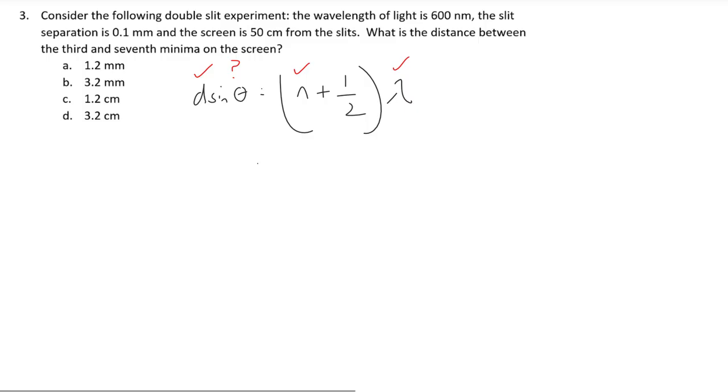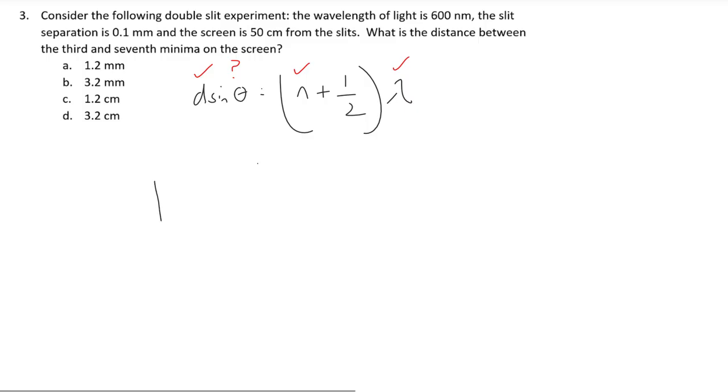We do in a sense know n because remember the question is asking us the distance between the third and seventh minima, so therefore we have two different n's we can use to work out the answer. And we are also told the wavelength of the light. We are told it is 600 nanometers.